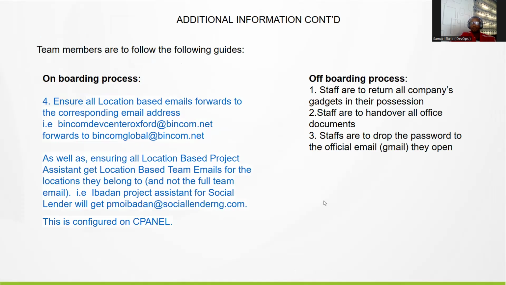Okay, all right, we have the offboarding process here. The offboarding process is equally important. When a staff member leaves, first, all company gadgets in their possession must be returned. Second, they must hand over all office documents to their team lead or successor. And third, they are required to surrender the password to their official Gmail account. Alternatively, we can use the recovery email to reset access and change the password. This structured process ensures that company assets, accounts, and data remain secure at all times.